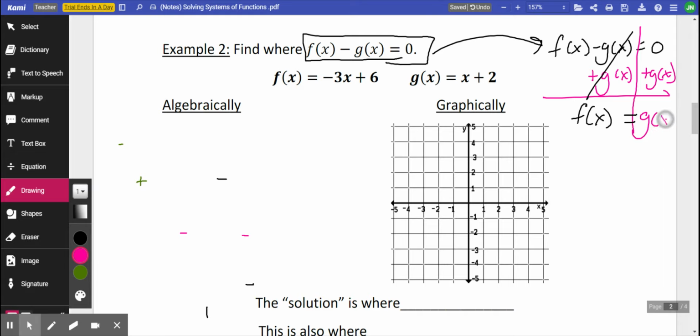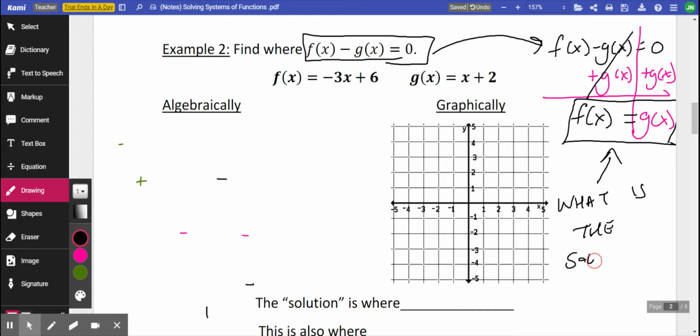So essentially, what they're asking you to do here is figure out where the functions are equal to each other, or what is the solution. They're actually asking you in a different way, what is the solution, right? When they say f of x minus g of x is equal to 0, it's the same thing as saying, where are the functions equal to each other, which is essentially just called the solution.